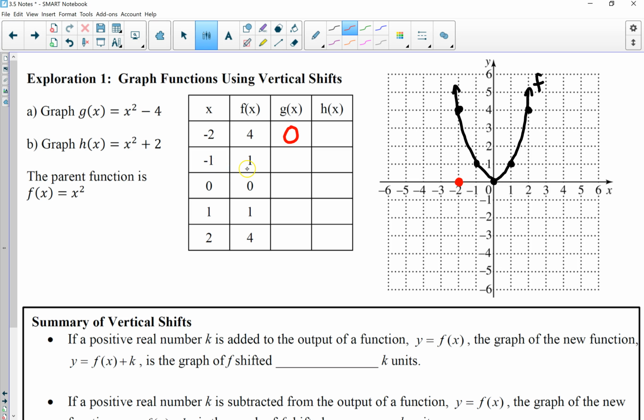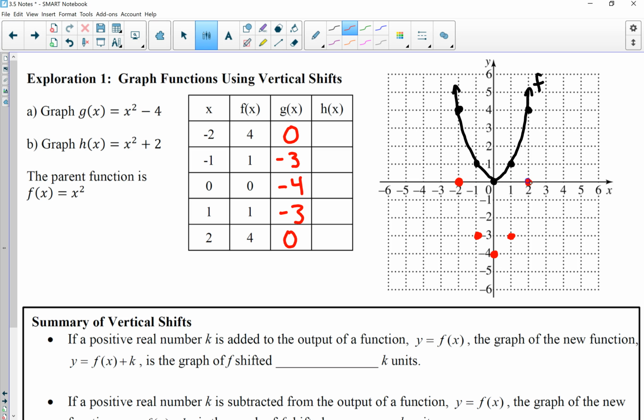For -1, when we squared it, we got 1. Minus 4 gets me -3. The next point at 0, we square it, you get 0. Subtract 4 gets you -4. So that's the point (0, -4). Then my next point, 1 squared is 1, minus 4 gets me -3 again. And 2 squared gets me 4, minus 4 gets me 0.